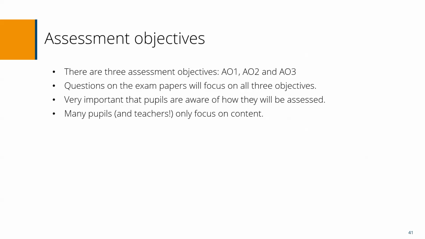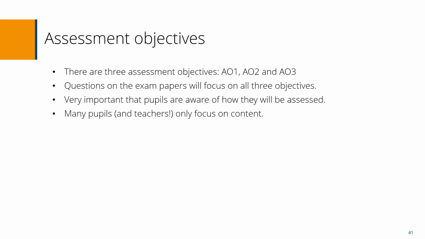So you have assessment objective 1, assessment objective 2, and assessment objective 3. The questions on the exam papers will always cover all 3. We have strict rules, which I'll show you now, about the amount of each type of question. And some teachers put a lot of emphasis on this and try and analyze what the students are doing.